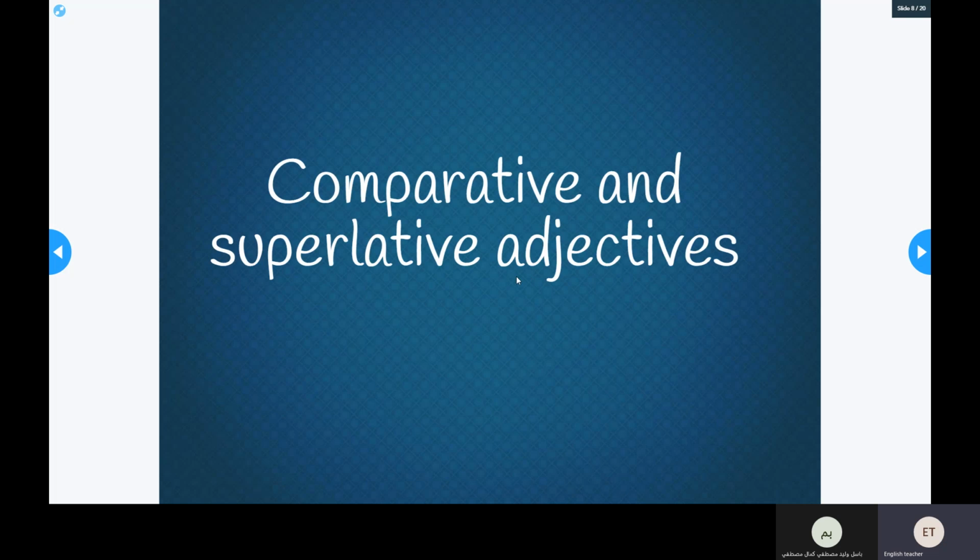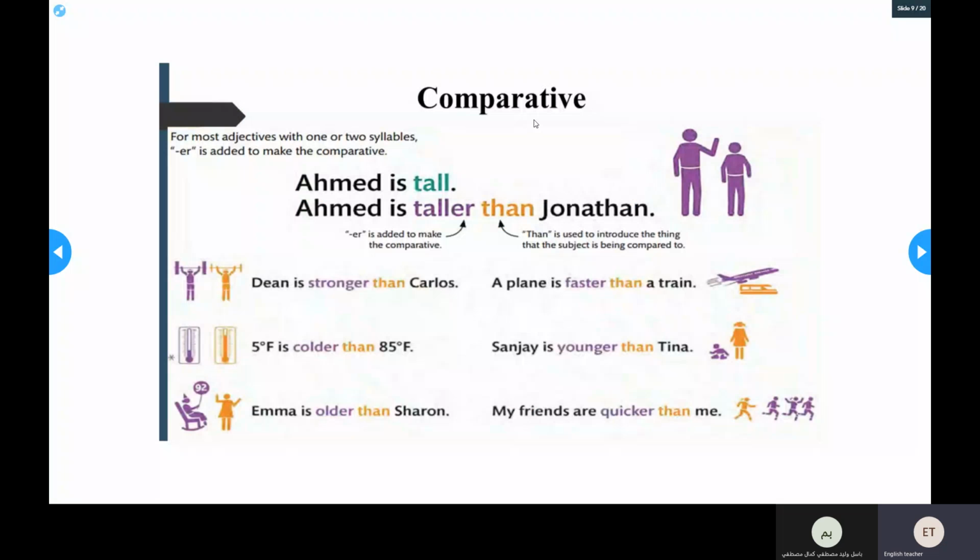So now, coming to the important part. Comparative and superlative adjectives. Comparative adjectives, you can find it comparing two people or two things. Let's take a look over here. Comparative adjective. For most adjectives with one or two syllables, ER is added to make the comparative. For example, Ahmed is tall. When we add ER, Ahmed is taller. For another example, Dean is stronger than Carlos. So this is comparative, comparing between two people.